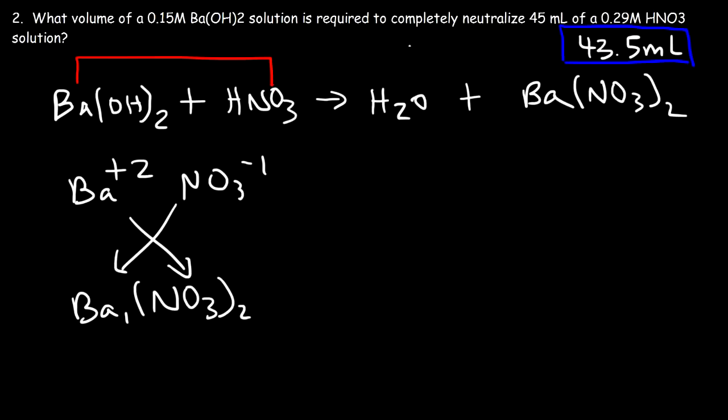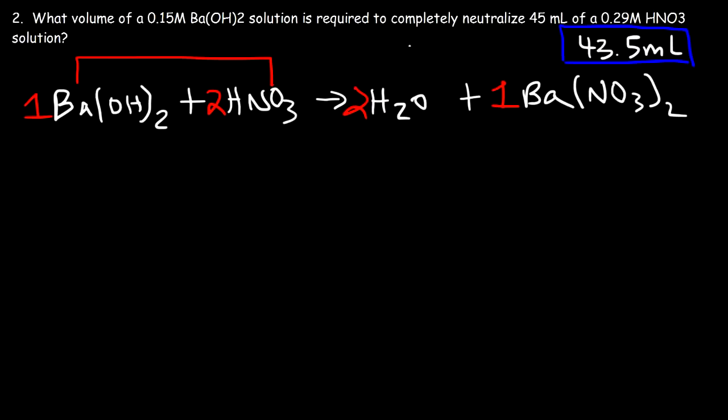Now we need to balance it. We have 2 nitrate ions on the right side, so we need a 2 in front of HNO3. And we have 2 hydrogens here, 2 hydrogens there, so there's a total of 4 hydrogens on the left. So we need to put a 2 in front of water, so we can have 4 hydrogen atoms on the right. So now the chemical equation is balanced. But what's important is the molar ratio between barium hydroxide and nitric acid. It's a 1:2 ratio. That's why we need to write the balanced chemical equation to get that molar ratio. So now, let's go ahead and calculate the volume of barium hydroxide.